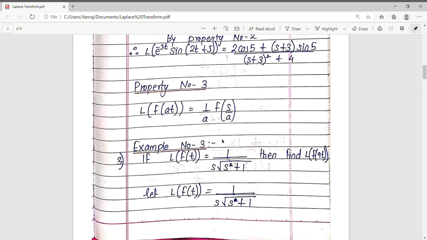So now we will see property number 3, which says that if we have to find the Laplace transform of f of at, then it will be 1 upon a into f of s upon a. So we will see this property with an example. So our example says that we have to find the Laplace transform of f of 9t, given Laplace transform of f of t is equal to 1 upon s root s plus 1. So we have written this condition which was given in the question.